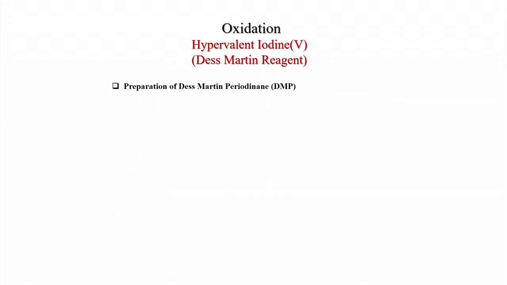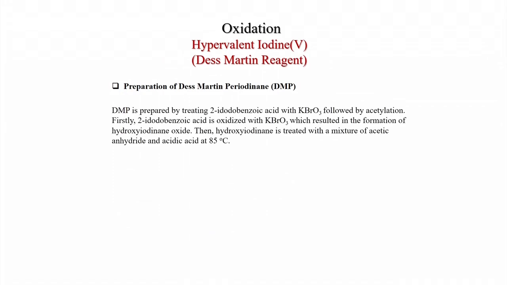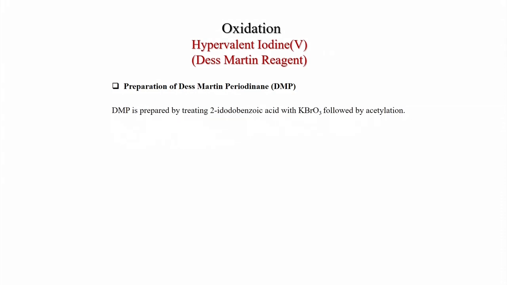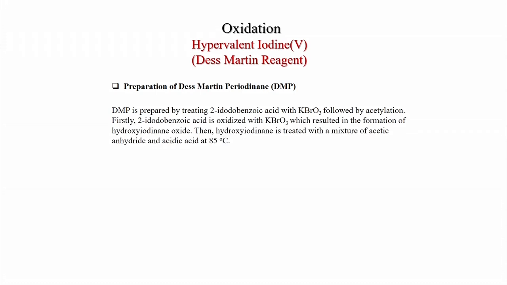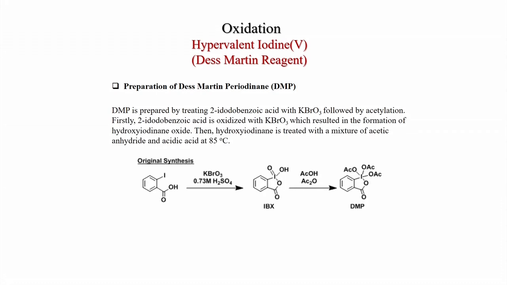So, we will first see the preparation of Dess-Martin periodinane. Dess-Martin periodinane is prepared by treating 2-iodobenzoic acid with KBrO3 followed by acetylation. Firstly, 2-iodobenzoic acid is oxidized with KBrO3 in 0.73 molar H2SO4 and it gives iodoxybenzoic acid, which is IBX. Here you can see iodine is plus 5. And then the hydroxy compound is treated with a mixture of acetic anhydride and acetic acid at 85 degrees centigrade, and it gives the Dess-Martin periodinane.